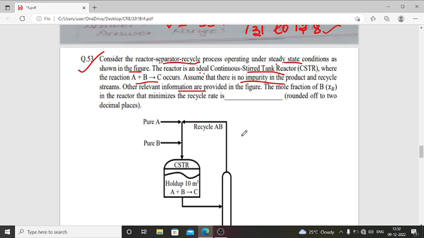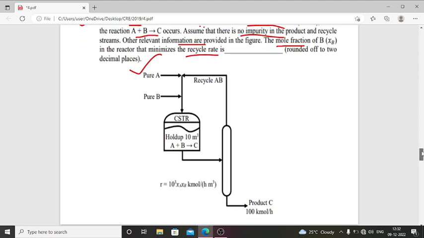Refer to this figure. Find the mole fraction of B, that is XB, in the reactor that minimizes the recycle rate. So the objective of this question is to determine the XB value. After calculating the XB value, we have to round off the result to 2 decimal places.